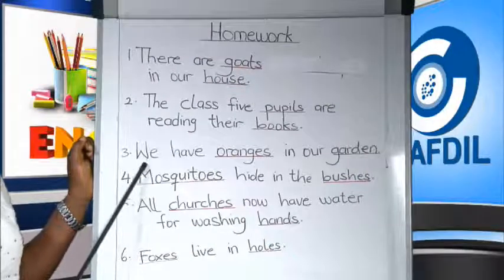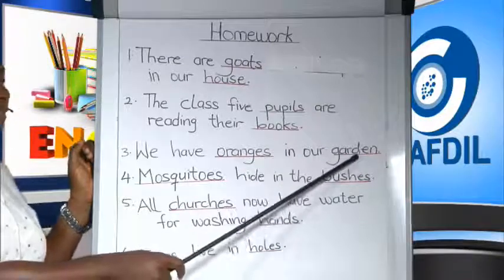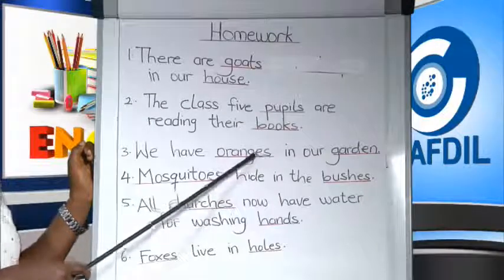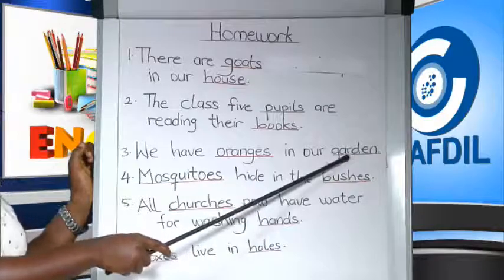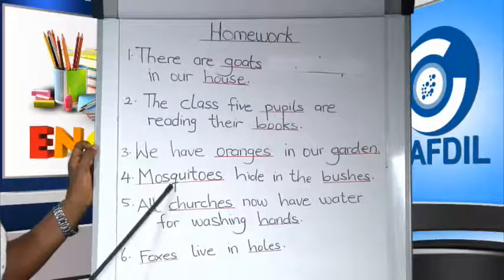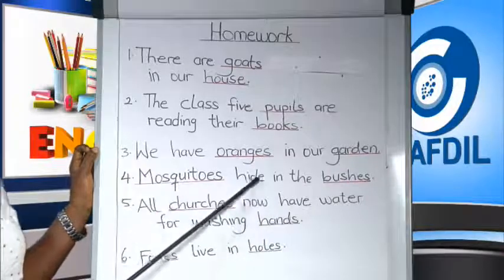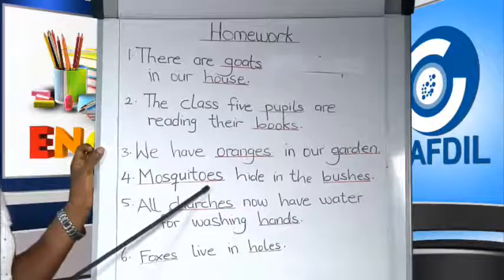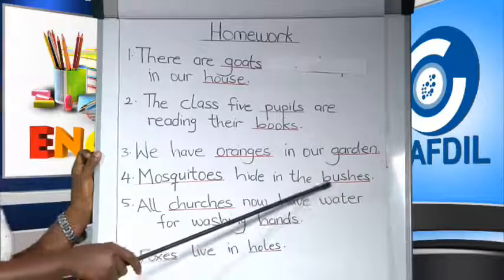Number 3, we have oranges in our garden. So we've underlined oranges as countable noun. And then garden as our countable noun. Number 4, mosquitoes hide in their bushes. So we have underlined mosquitoes as countable noun and then bushes as countable noun.